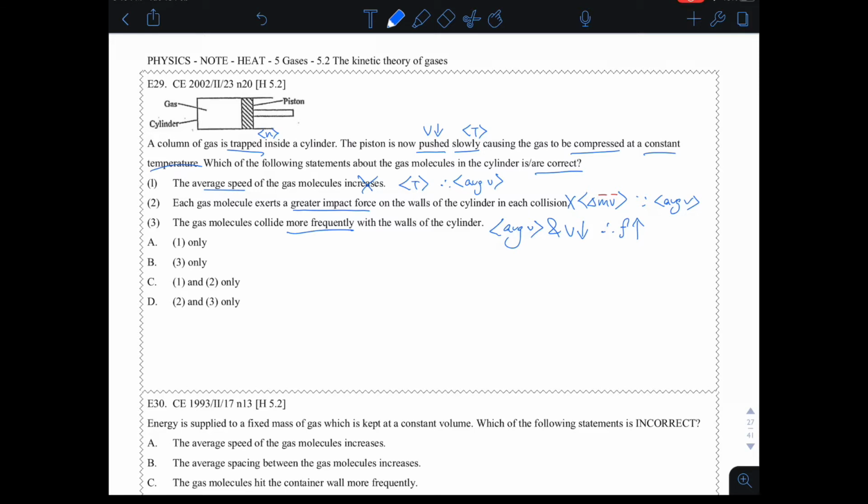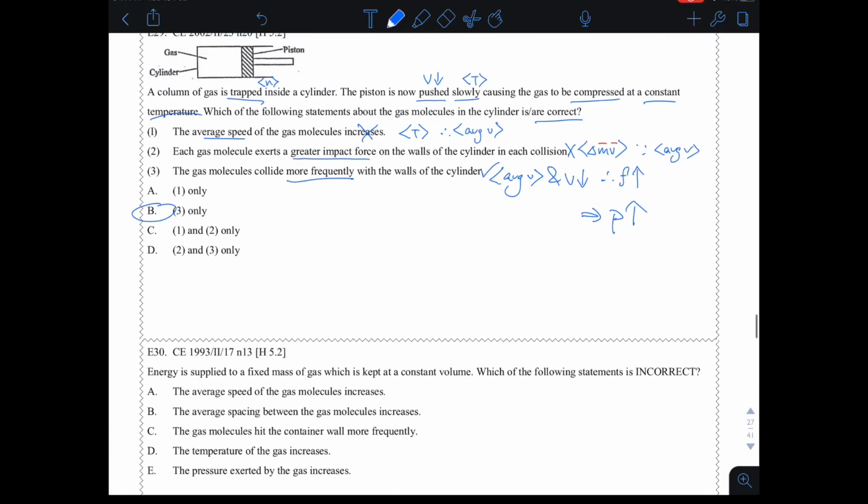And in fact, at the end, you will know that when frequency increases and the change in momentum is the same, the pressure will increase at the end. This is extra, so that this one is correct. Then the answer is B.